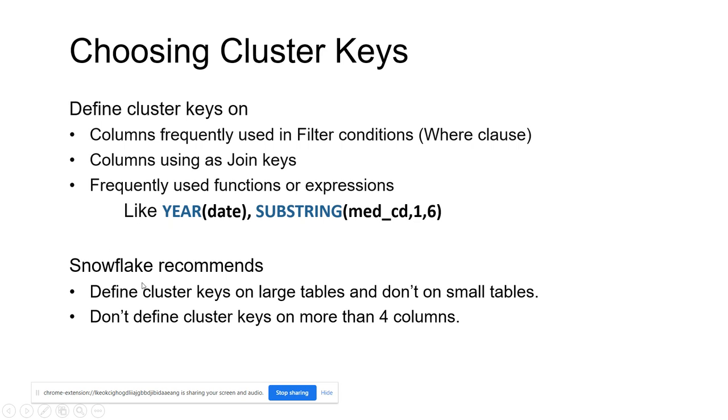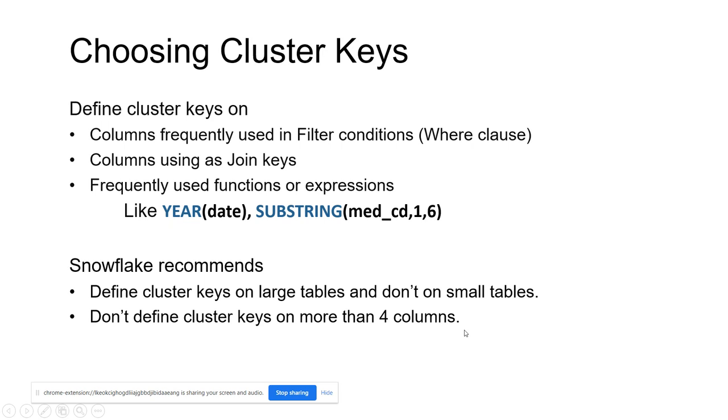Also, Snowflake recommends defining cluster keys on large tables and not on small tables. Because if the table is small, whenever we run our query the data will be retrieved in milliseconds or microseconds, so why do you need to apply clustering? Unnecessary clustering will consume some credits, right? So don't define cluster keys on small tables. If the table is very large, with millions and billions of records, then only define cluster keys on those tables. And the second one is don't define cluster keys on more than 4 columns.